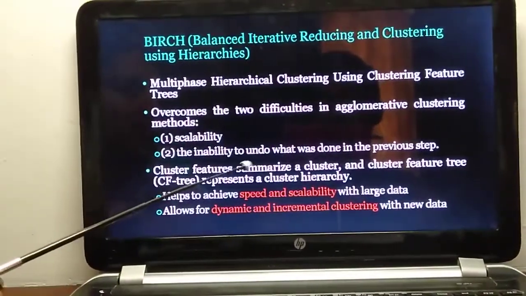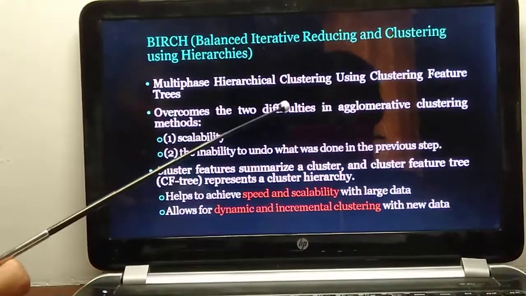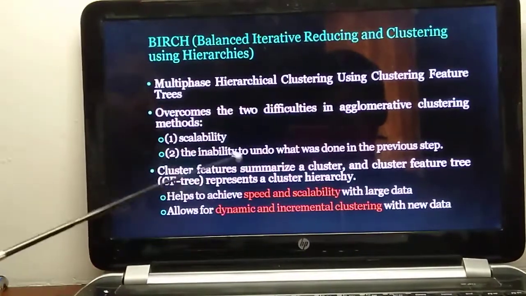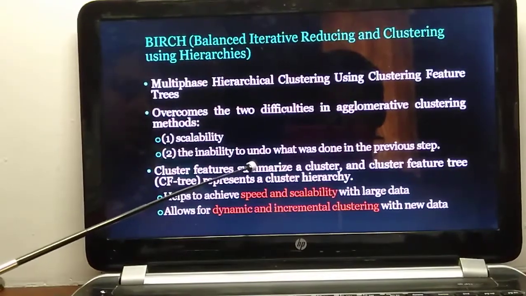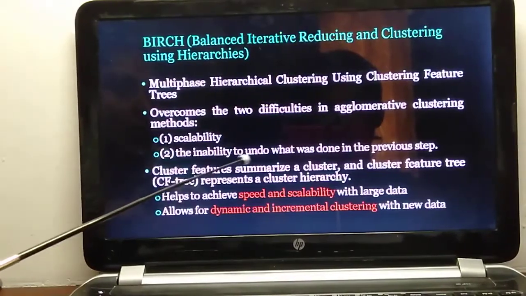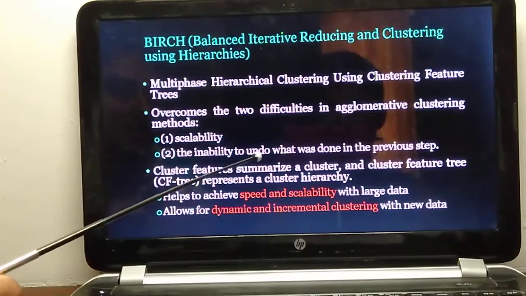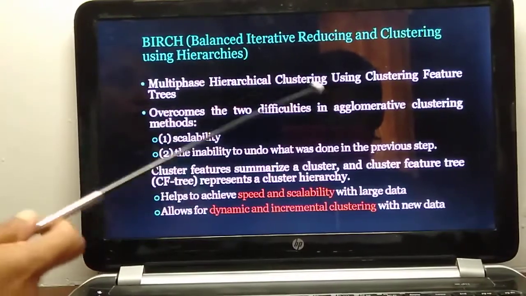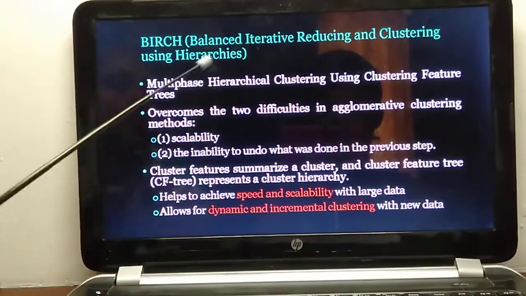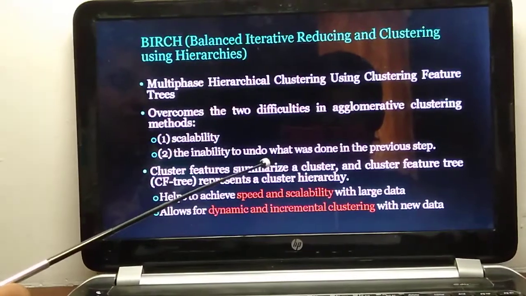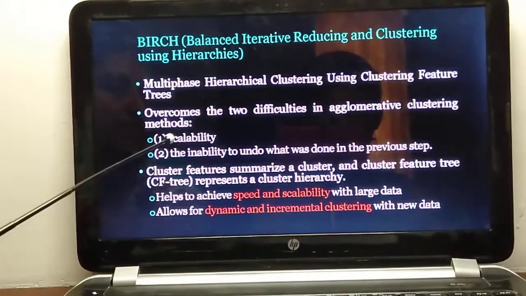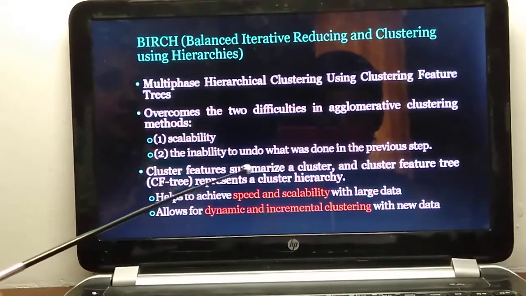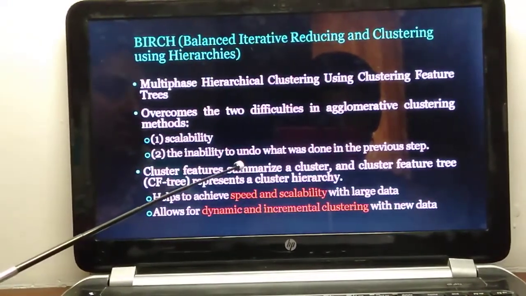The second thing is that I told you earlier that when we are using agglomerative or divisive method, once we make a split decision or a merge decision, we cannot go back, we cannot undo the decision. But this method allows us to revisit our decisions once again and make any corrections. So it solves the problem of scalability and inability to undo previous steps.